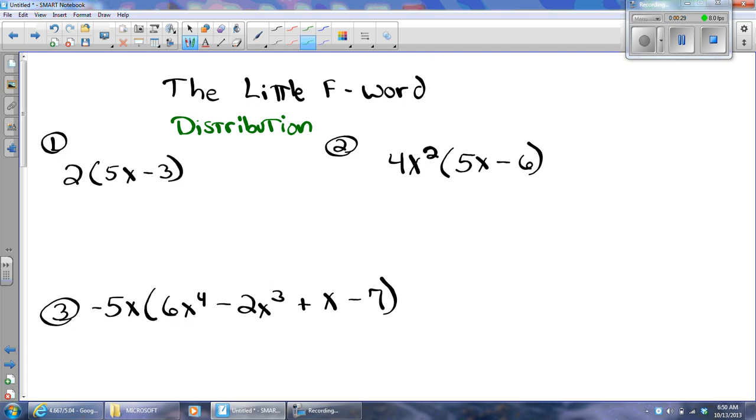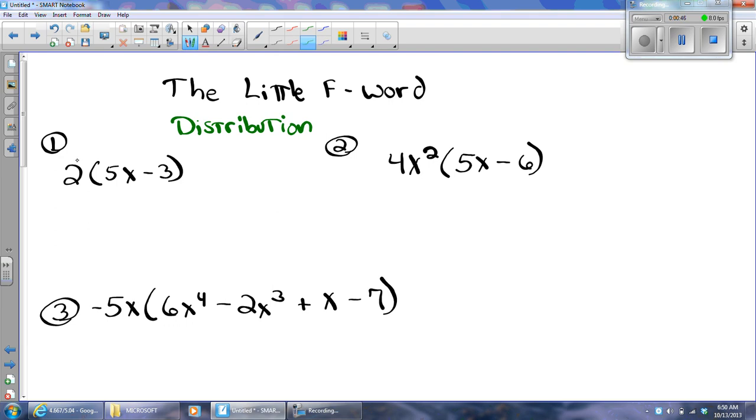So let's practice some distribution right now. And again, go ahead and pause and see if you can distribute properly on these three problems. If you can't, then back up. You're going to need some more practice. But we have to be really good at distribution before we can handle the little f word.